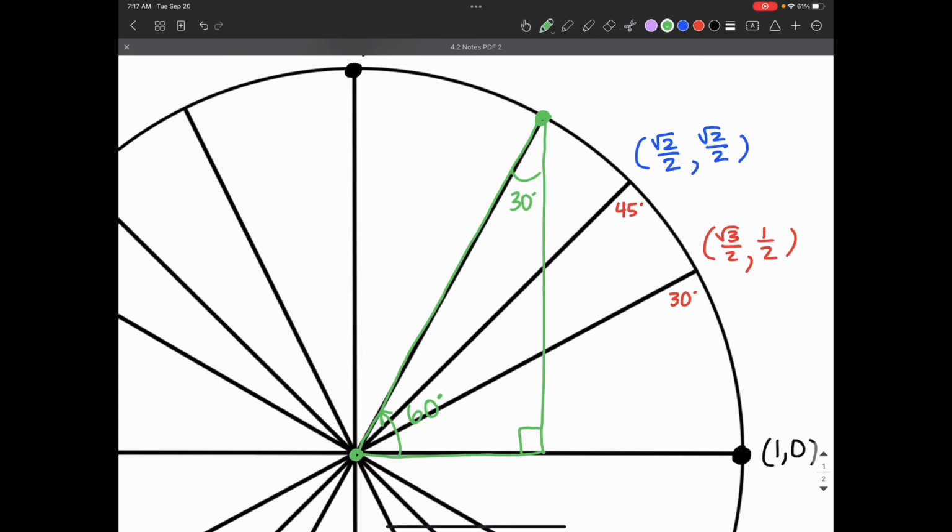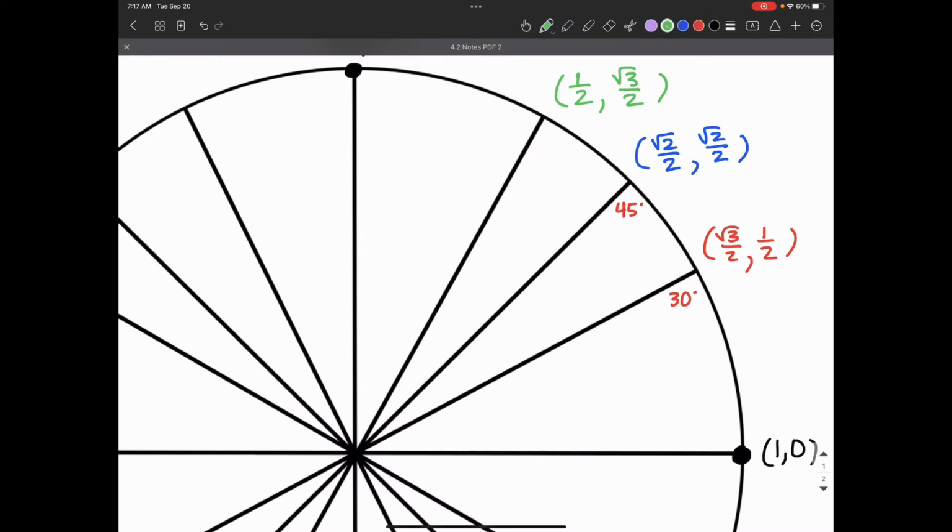This is my hypotenuse. The hypotenuse is still 1. The small side is still going to be 1/2, but it's the x value in this case. And the height of that right triangle is going to be the square root of 3 over 2. So I'm going to put my coordinates here. I know the horizontal length is 1/2, and the vertical length is the square root of 3 over 2. And so that would be my point on the unit circle if that angle was 60 degrees.